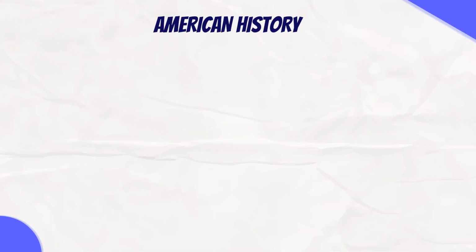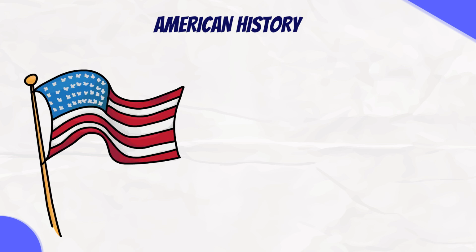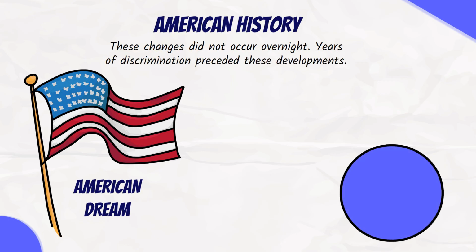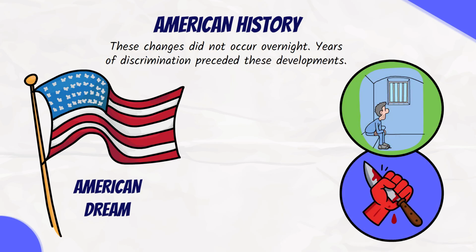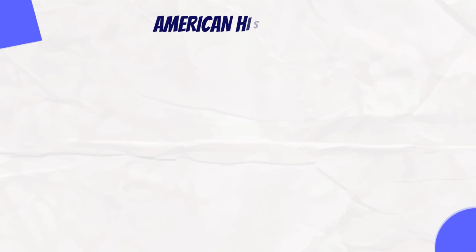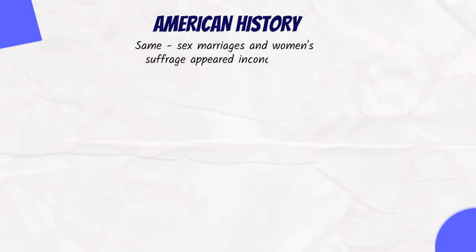These are some of the most significant events in American history. These moments introduced more individuals to the concept of the American dream. Of course, these changes did not occur overnight. Years of discrimination preceded these developments. Many people were imprisoned or even killed for exercising their right to protest these concerns and promote equality for everyone. At times in American history, same-sex marriages and women's suffrage appeared inconceivable.